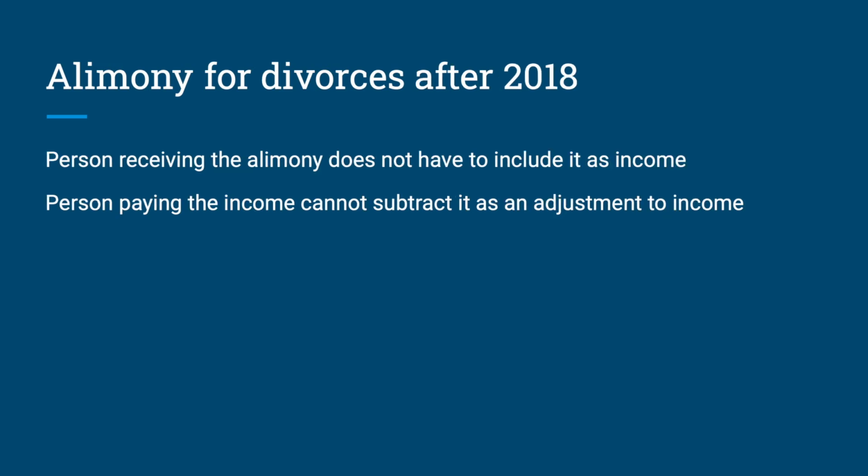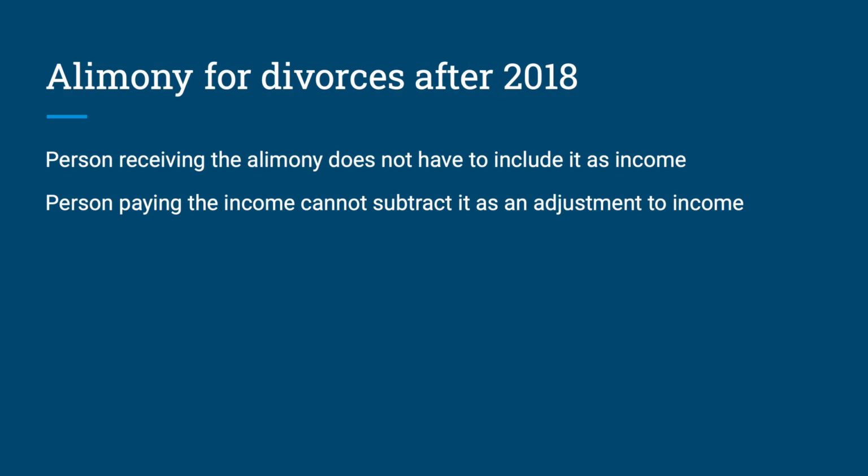Now contrast that to divorces after 2018. So this is, for example, 2019, 2020, 2021. If the divorce was executed in any of those years, the person receiving the alimony does not have to include it as income. And going along with this, the person who is paying the alimony cannot subtract it as an adjustment to income.